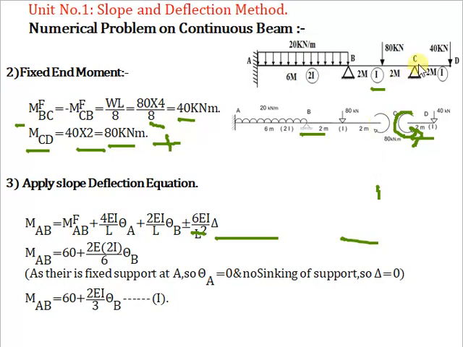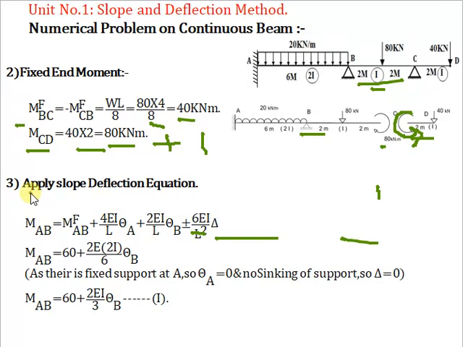And for the adjacent end, that means for the CB, to maintain the equilibrium, no doubt it will be in a clockwise direction and magnitude will be 80 kN meter. Let me check it at the time of slope deflection equation.